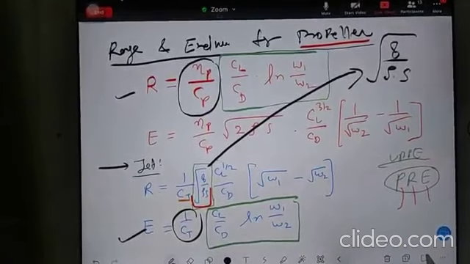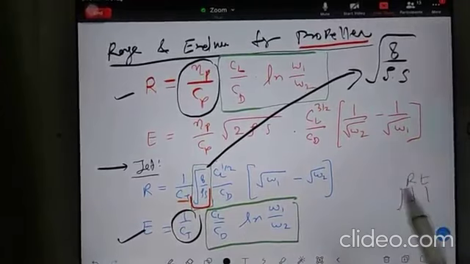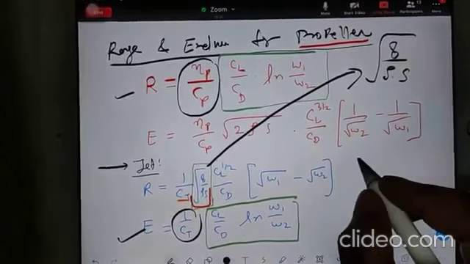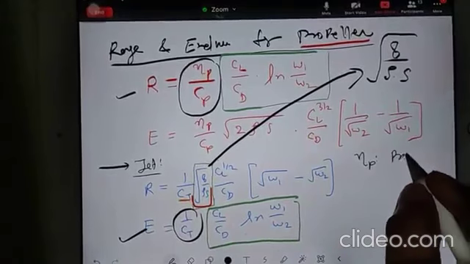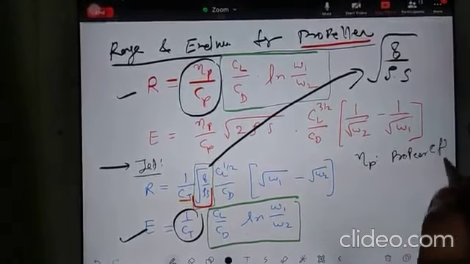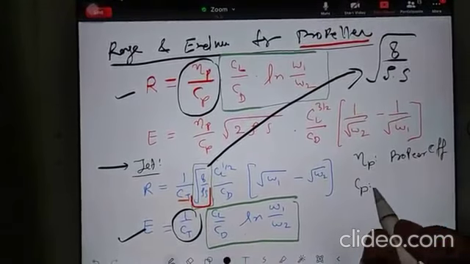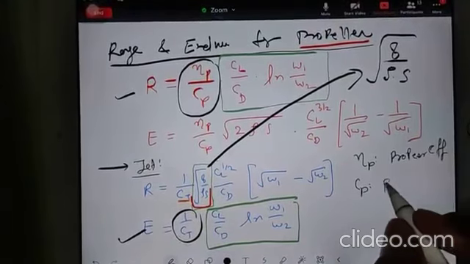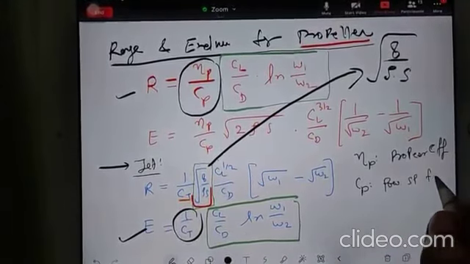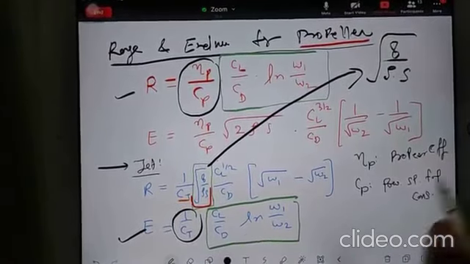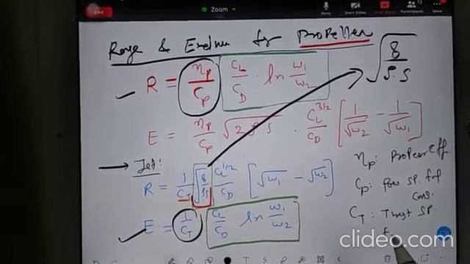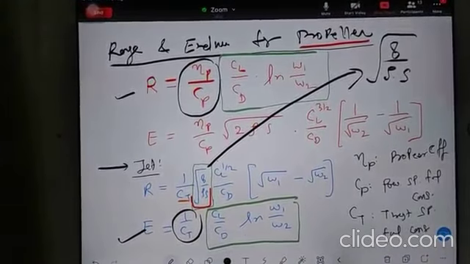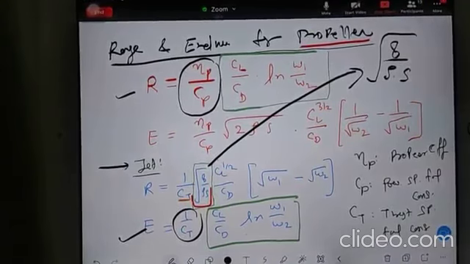I will change the page for the variables, or it's better I can write here itself. I will change the color. Your eta P is propeller efficiency. Done. What is your Cp? Power specific fuel consumption. What is Ct? Thrust specific fuel consumption. In short, you say PSFC, TSFC.